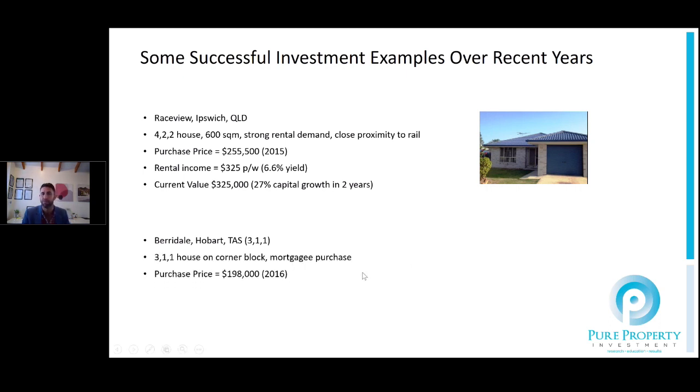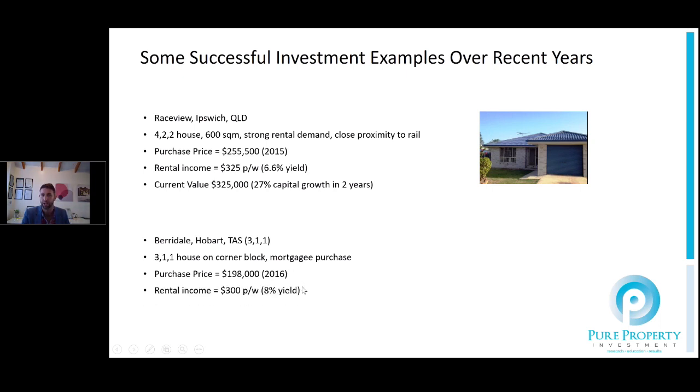Another property we've picked up in a different market for a different client for a different reason was a freestanding house in Berriedale in Hobart, and that's probably more part of the affordable corridor, 15 minutes from the CBD in the north of Hobart. Again, a 3-1-1 house, very simple, established. It was a mortgagee purchase. We were actually the only people at the auction. We put one bid in. We ended up getting passed in, and we renegotiated that purchase price of $198,000, and that was early last year.